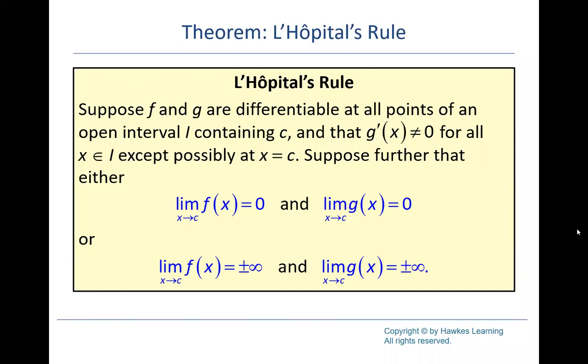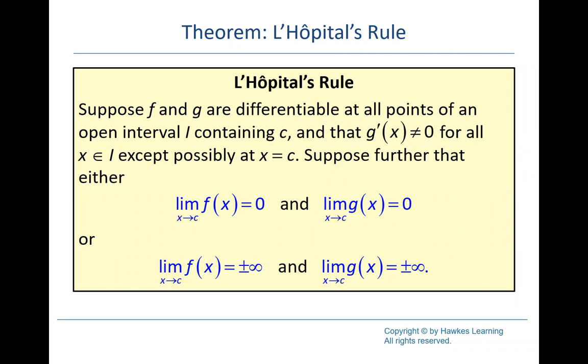In this video, we're going to state L'Hopital's rule a little bit more precisely. So here we are going to suppose that f and g are differentiable at all points on an open interval containing c, except possibly at c itself, and that g prime of x does not equal 0 for all x in this interval, except again, possibly at c.